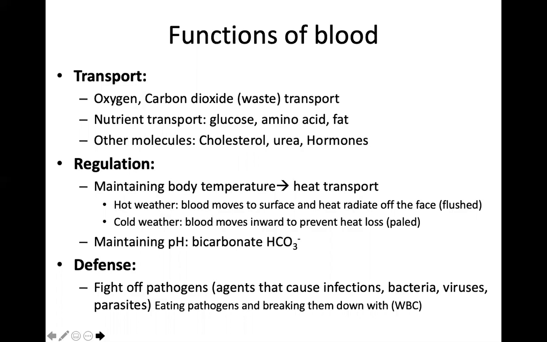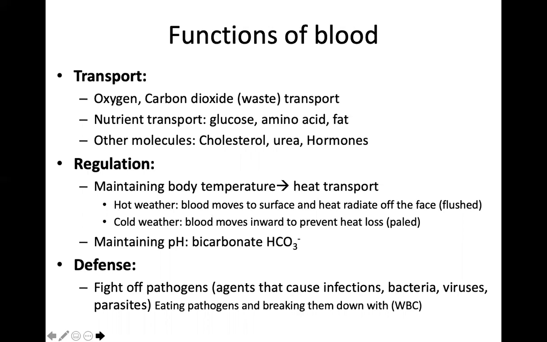It also transports your nutritional components, including your glucose, your amino acids in terms of protein production. It transports fat or cholesterol. It transports your waste products such as urea, and it also transports essential components like hormones throughout your body to the target tissue. Another main function your blood has is regulation.